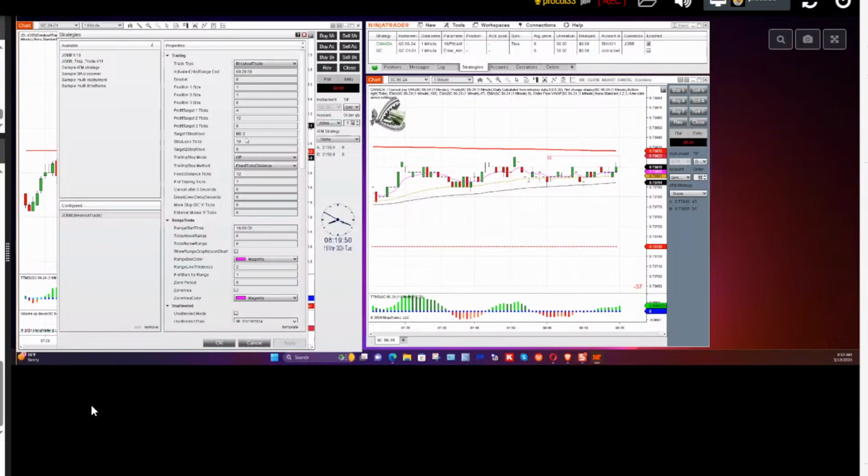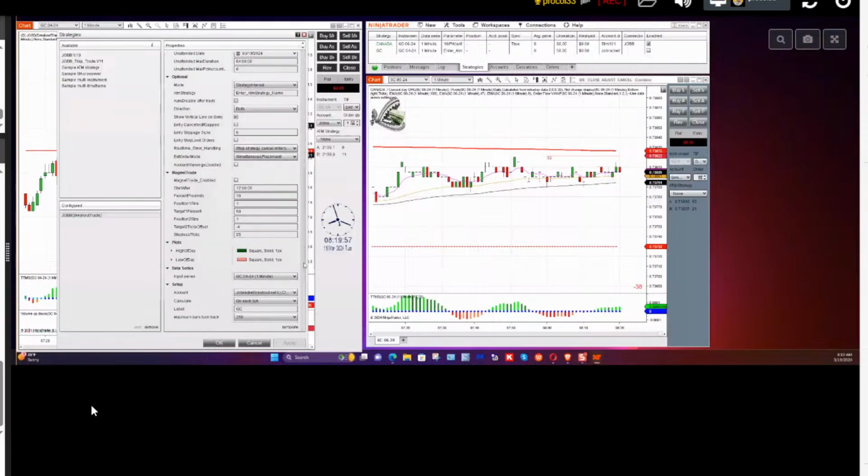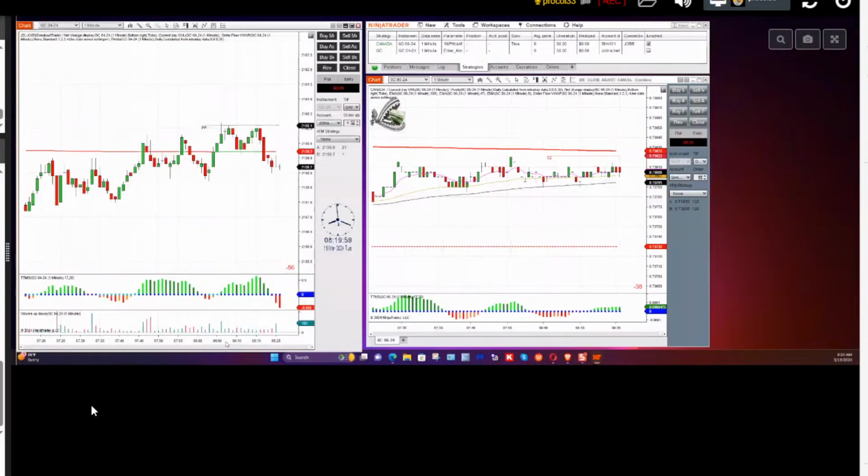Anyway, profit target 4 and 20. Target 1 stop move, break even -2, and a stop of 10. That's how I'm trading gold on this report.